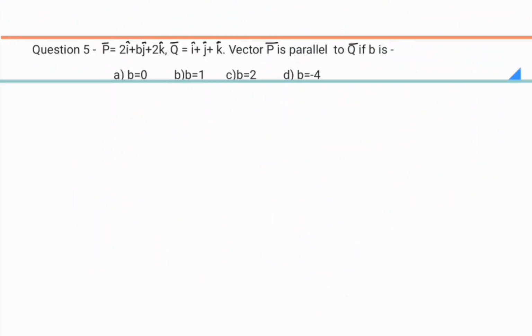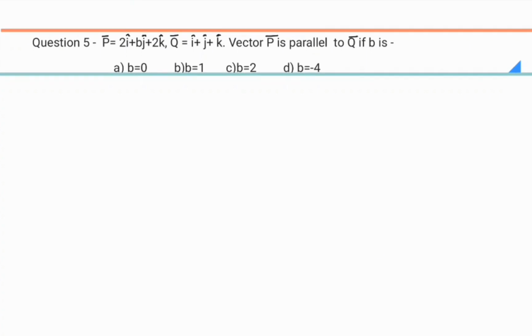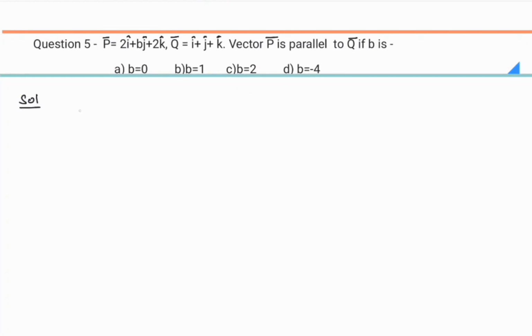Question number 5. Here two vectors are given, vector p and vector q, and vector p is parallel to vector q. Find b. Let's see how to solve it. Vector p is given as 2 i cap plus b j cap plus 2 k cap, and vector q is given as i cap plus j cap plus k cap. Now we need to find the value of b for which vector p is parallel to vector q.